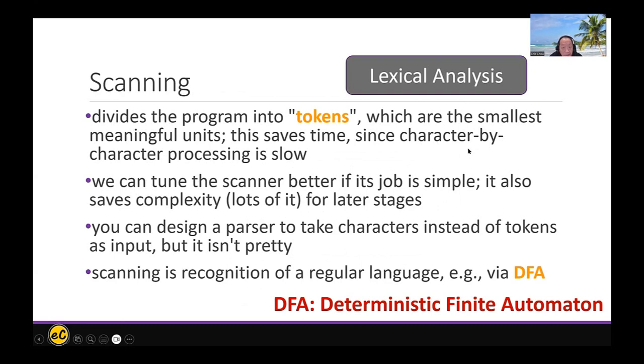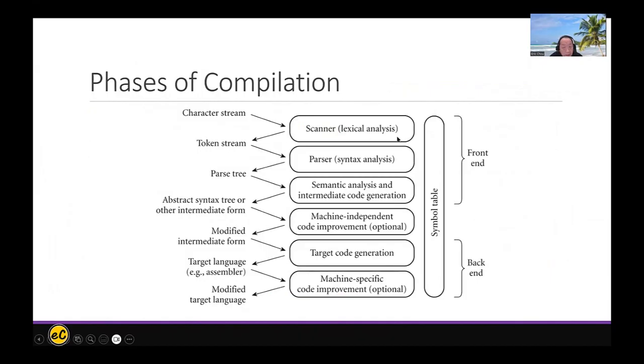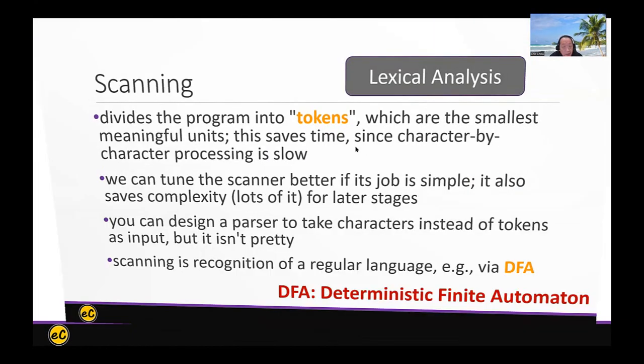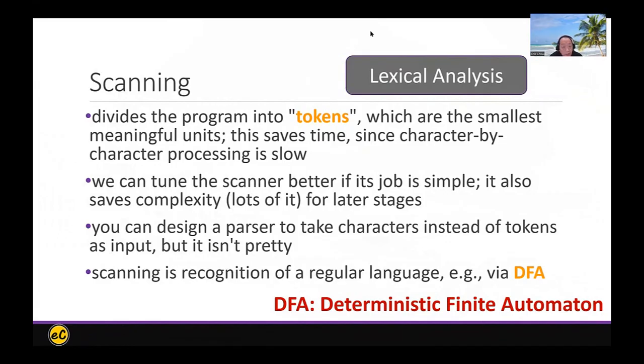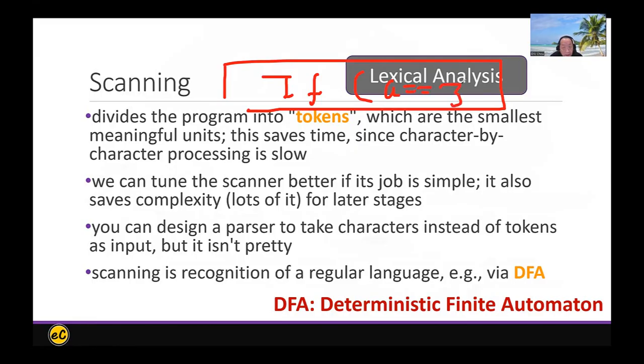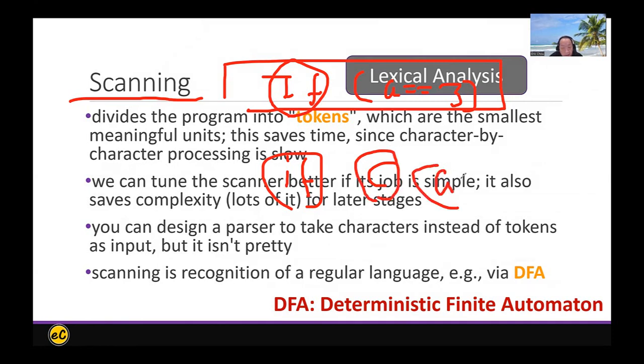So these are the basic introduction. The first one is the lexical analysis, that's called the scanner. The purpose of the scanner is that you have your language, say if, parentheses, a equals 3. Scanning means that you tokenize this: if is one token, parentheses is one token, a is one token, the double equal sign is one token.